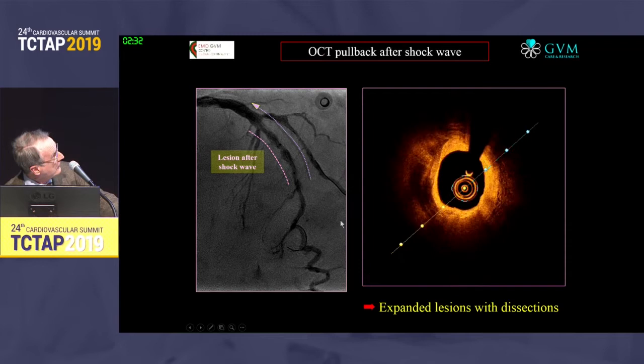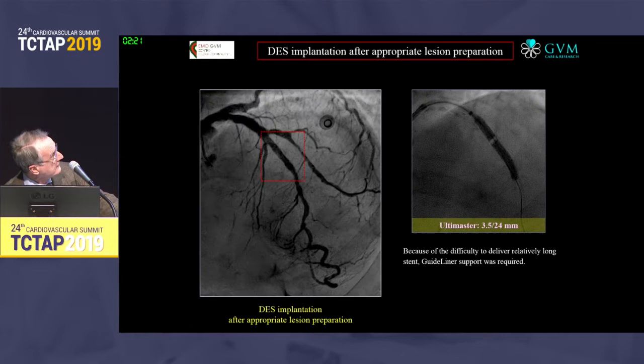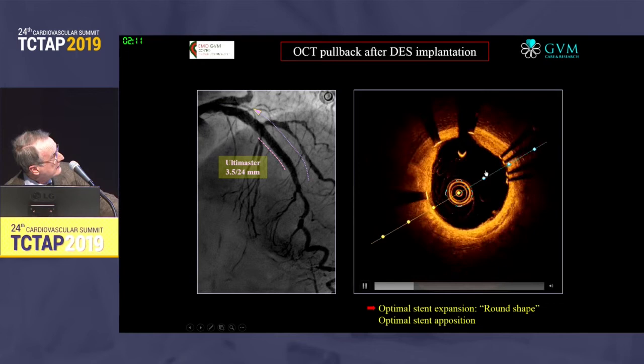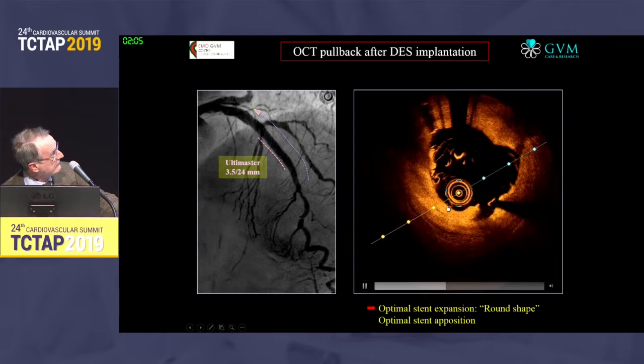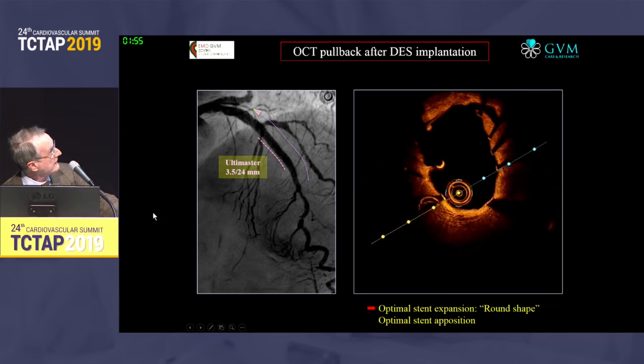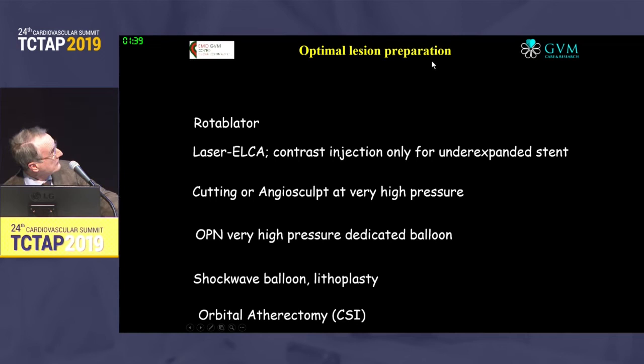So this is after the shock wave, and what I like to show you is not so much the calcium rupture, but the very final result with OCT. What is nice is to have almost a nice symmetry, which is not common to achieve in a calcified lesion, even with high-pressure balloon predilatation. So I think this nice symmetry may give a more uniform blood flow and a better situation to prevent intimal hyperplasia. Look at the very final, how symmetric, not perfect, but definitely very symmetric, telling you that the calcium has been broken.